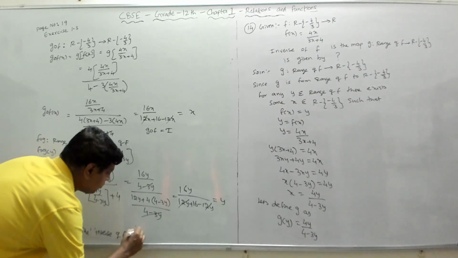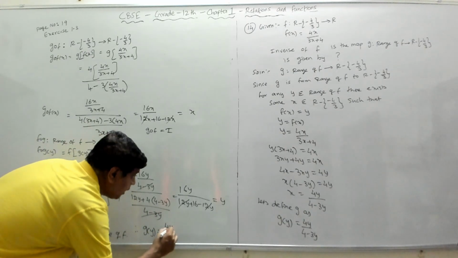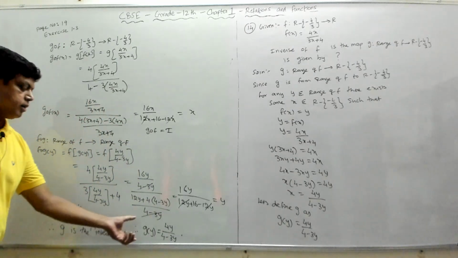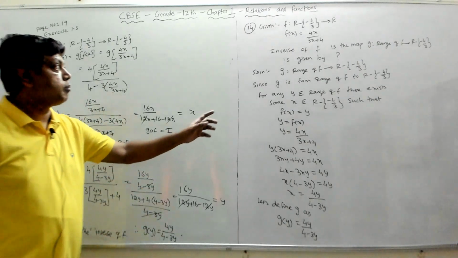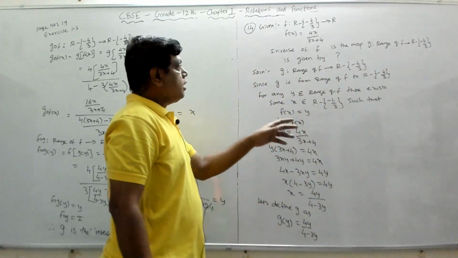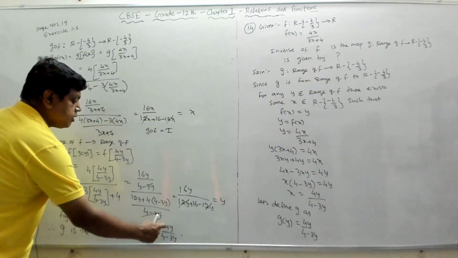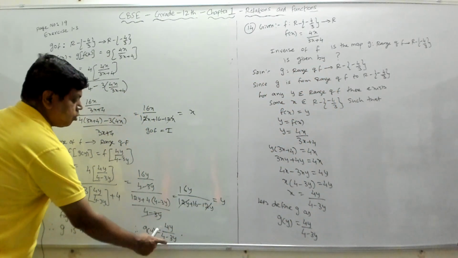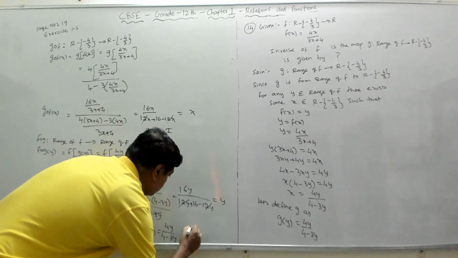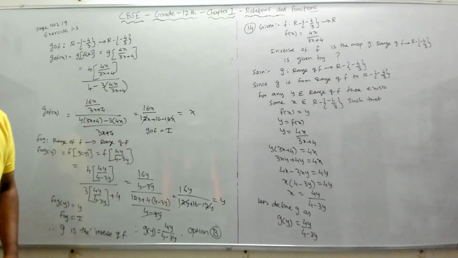So therefore your function g of y is equal to 4y by 4 minus 3y. So this is the inverse function. This is the inverse map. Inverse of f is the map. Map means function. g is defined by g of y equal to 4y by 4 minus 3y. Fine. So option B is the correct answer. Option B is the right answer.